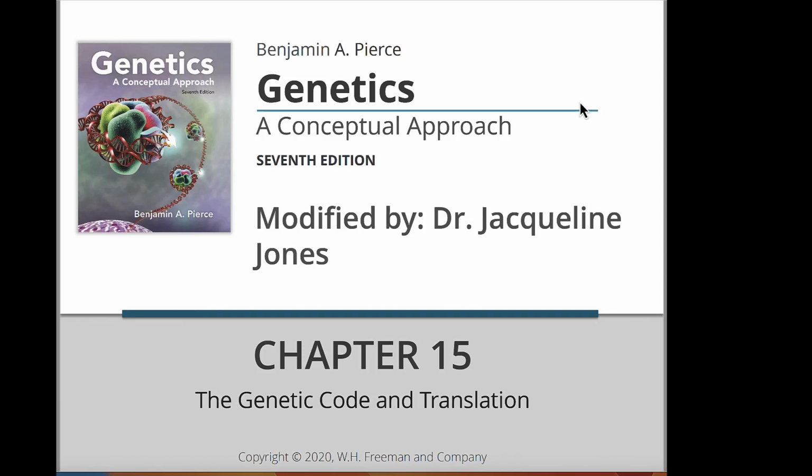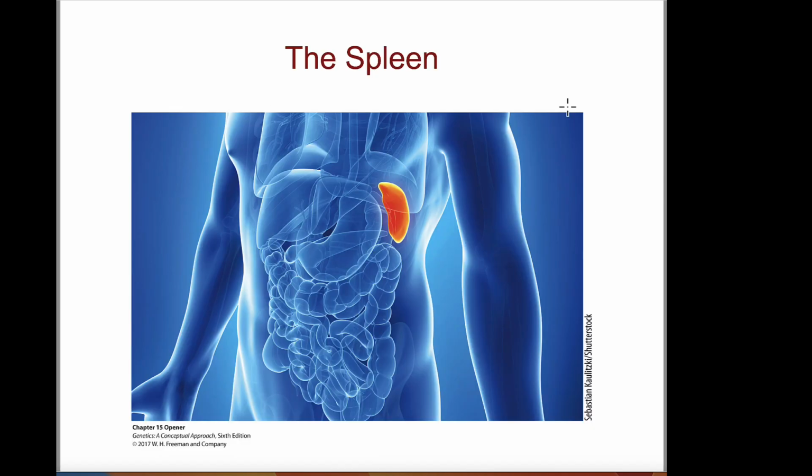Chapter 15 is dealing with the genetic code and translation. So let's get started. This diagram is of the spleen, and the spleen is an organ found in the upper abdomen, and it plays a very critical role in defense against infection. Now, what does this have to do with what we're talking about?